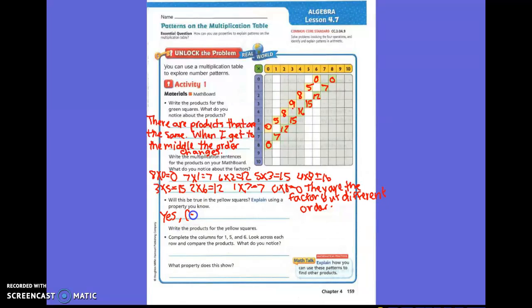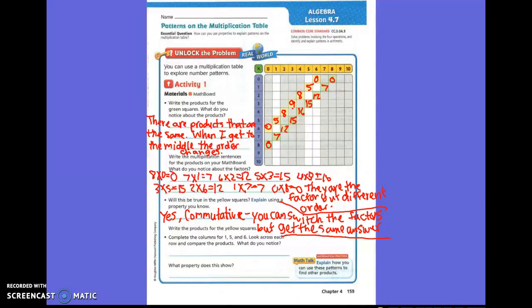We are using the commutative property. And the commutative property says what? You're just switching the numbers around. You are switching the factors but still have the same answer. You can switch the factors but get the same answer.